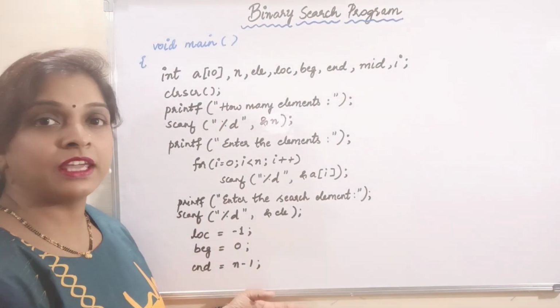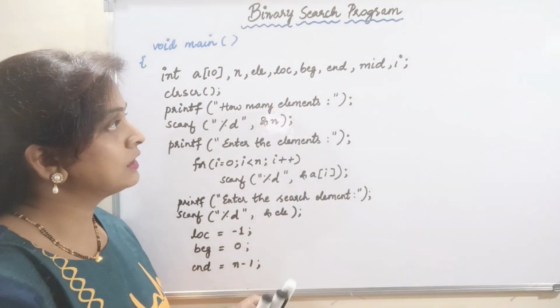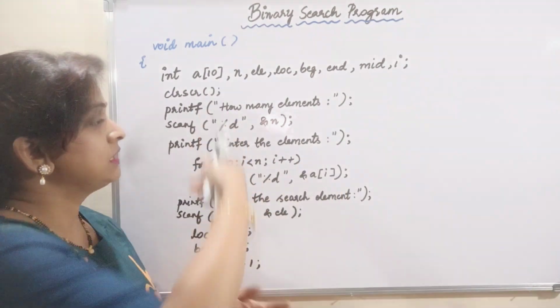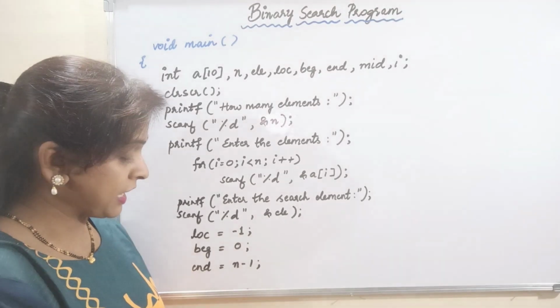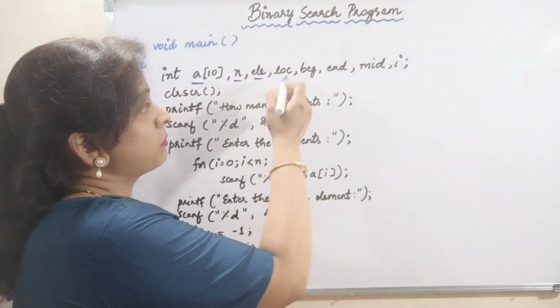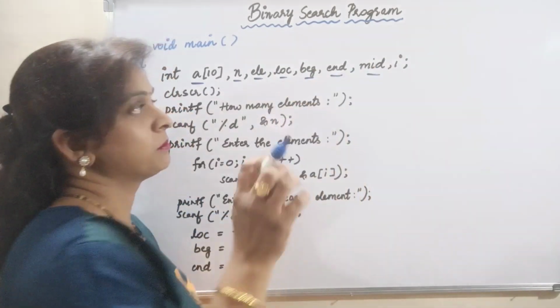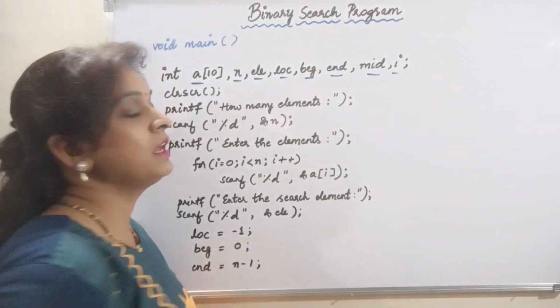Here we go with the first portion of the program where we declare all the supporting variables. The array variable, that is the array name is A, and the limit n, the search element, location, beginning, ending and mid position, and the control variable I.